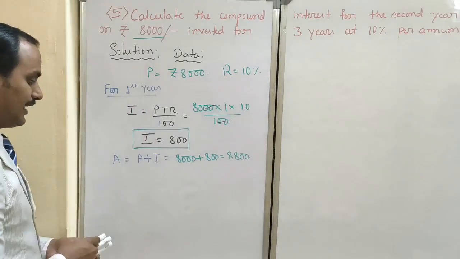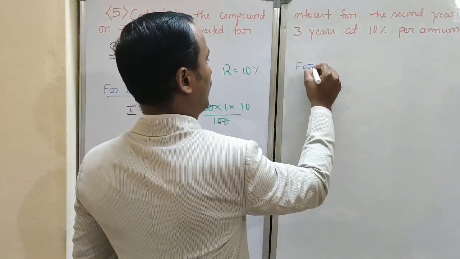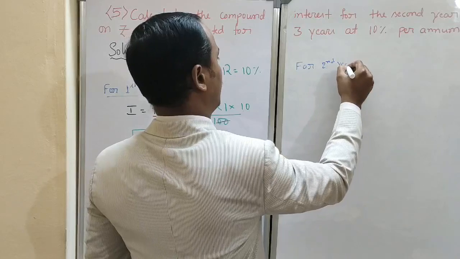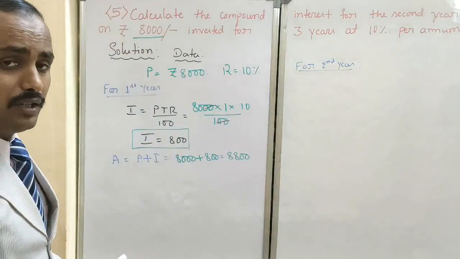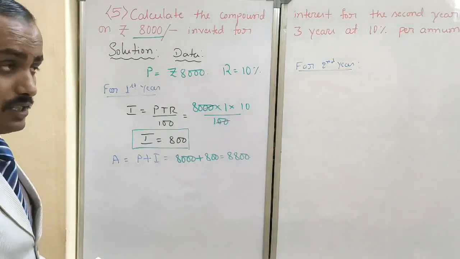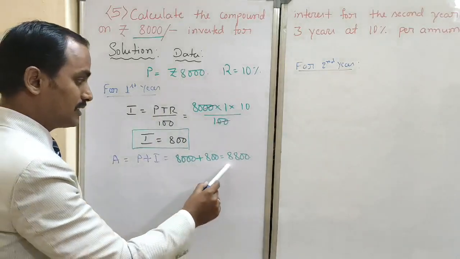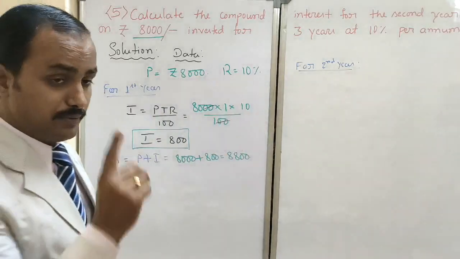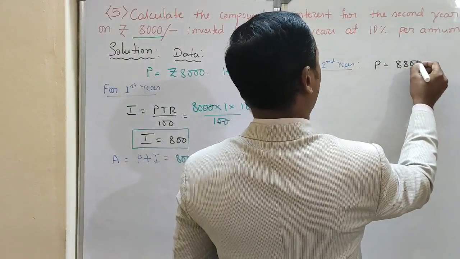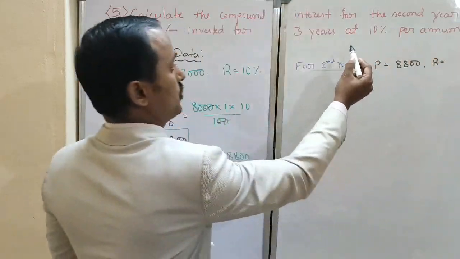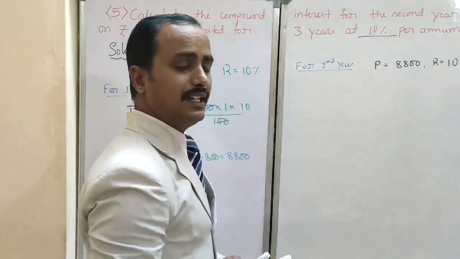What is the next step? The next step is for the second year. For the second year, dear children, we are finding compound interest. The second year principal amount became changed. We will not consider this one. The amount at the end of the first year will be considered the second year principal. Keep in your mind, principal is equal to 8,800. Then the rate of interest has no change, only 10% per annum.